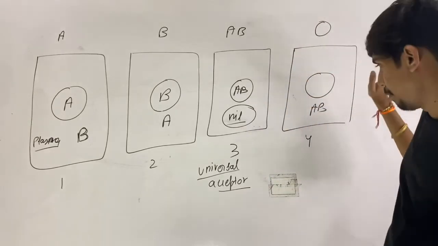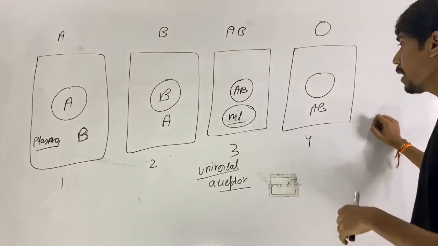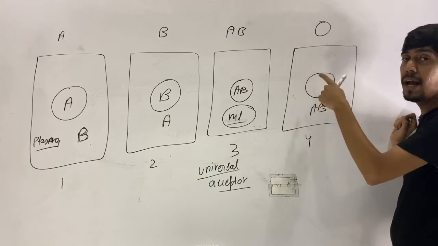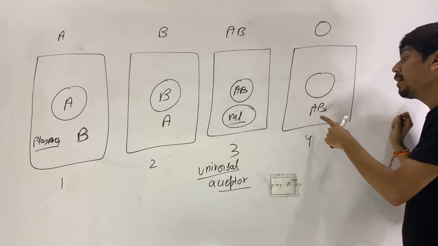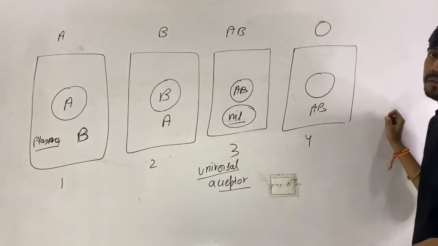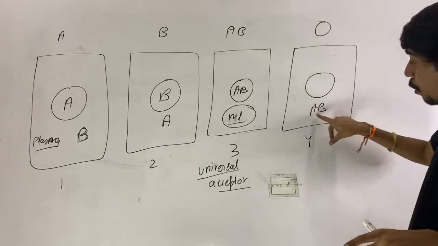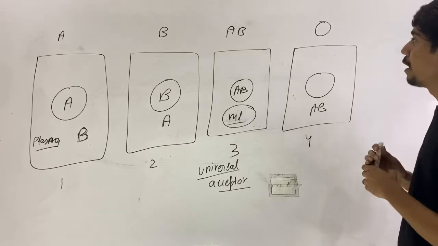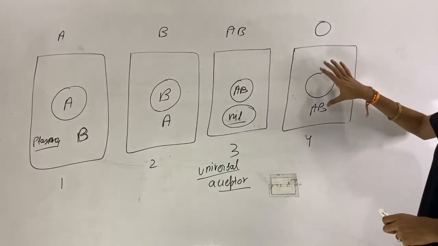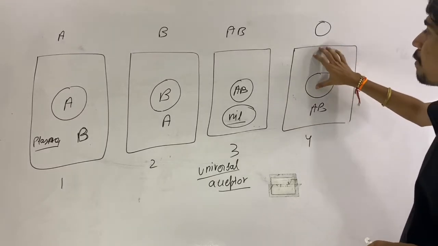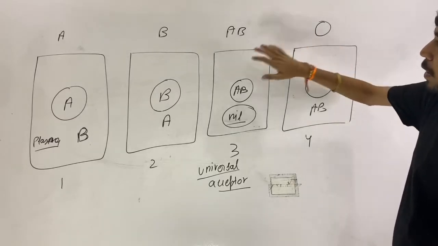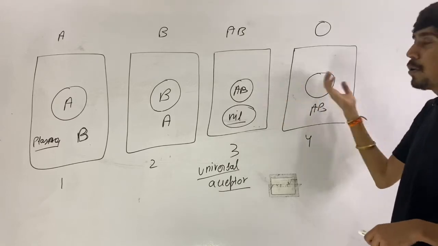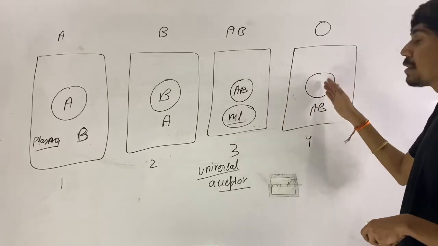Now see here, pay very close attention. O doesn't have any antigens, but it has both the antibodies. This is the problem. It has no antigens. So now what happens is, even if O gives his blood to AB, since there is no antigen, there will be no response of the antibody, since it has no antigens.